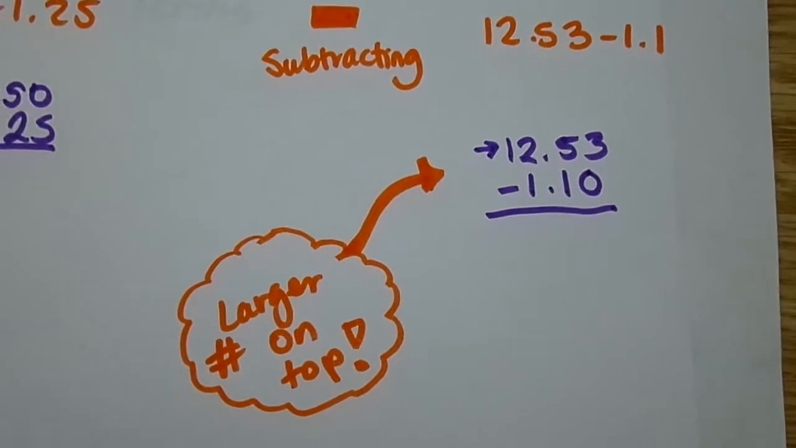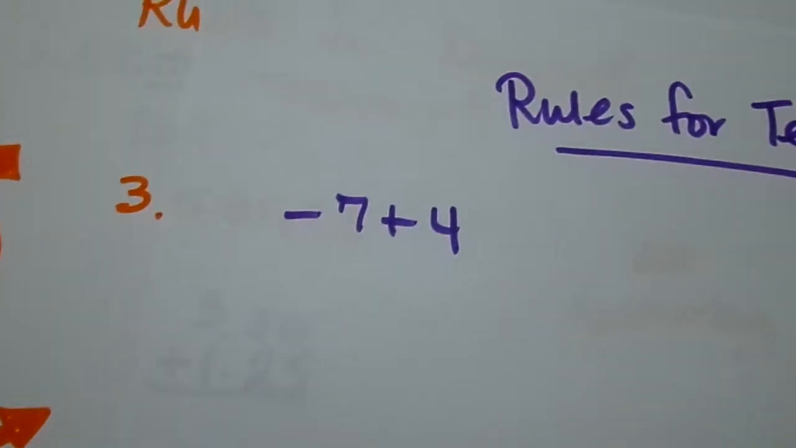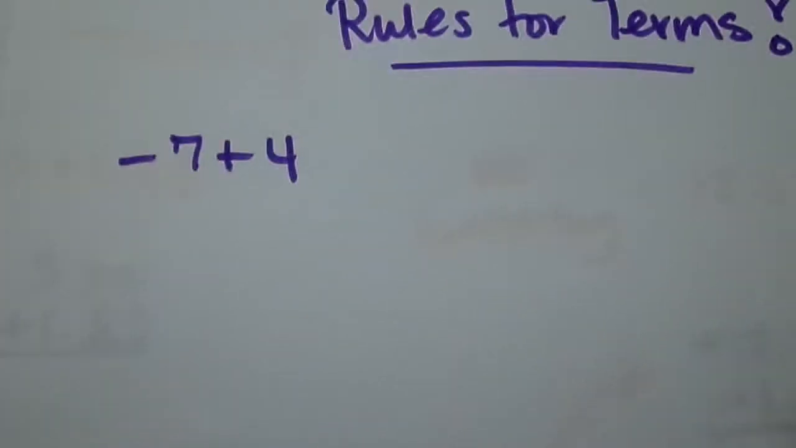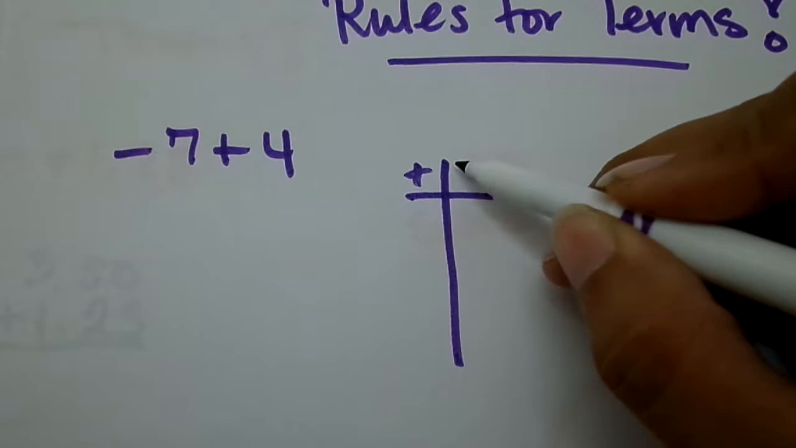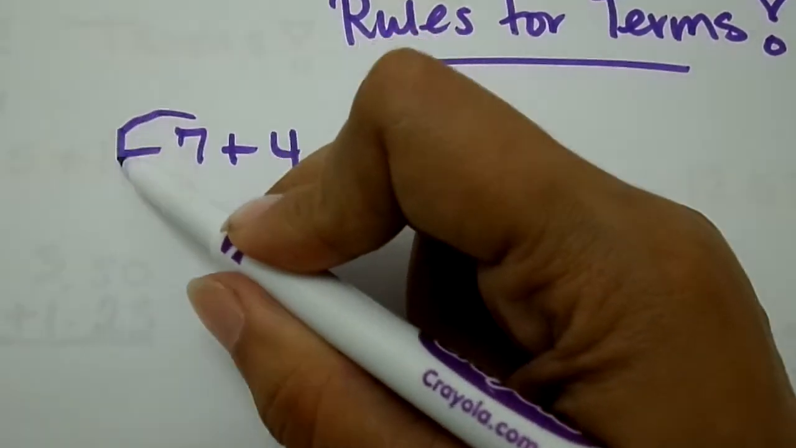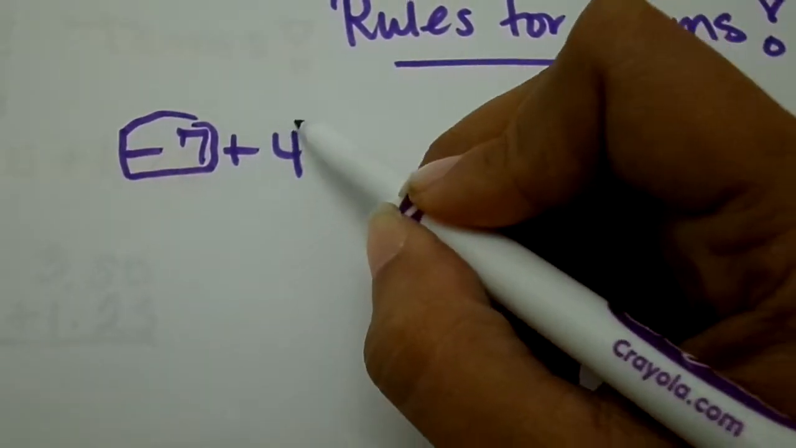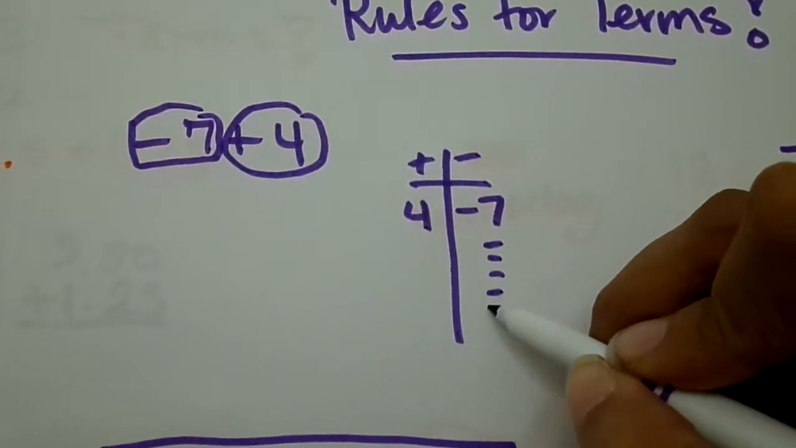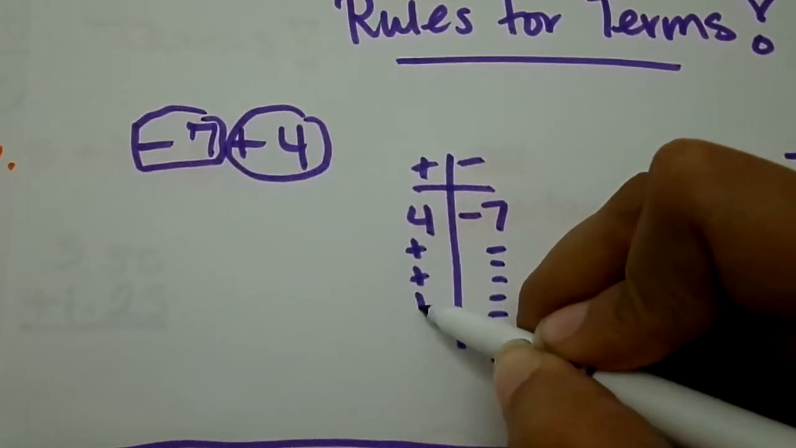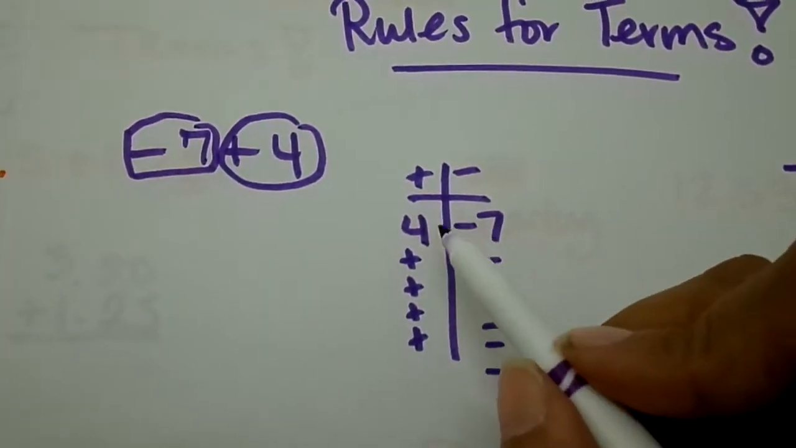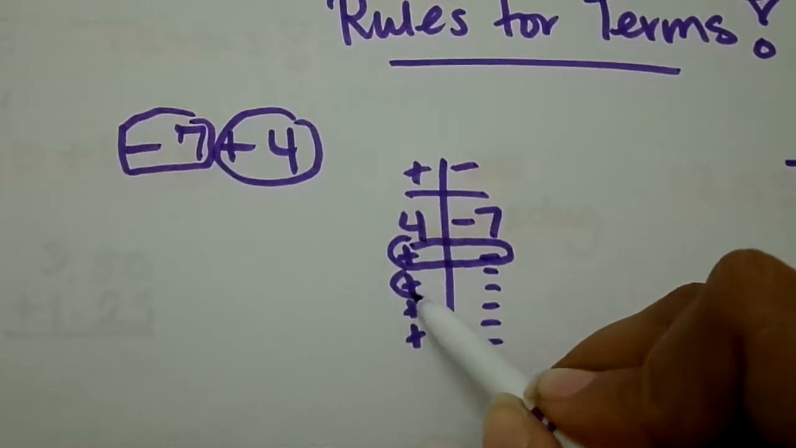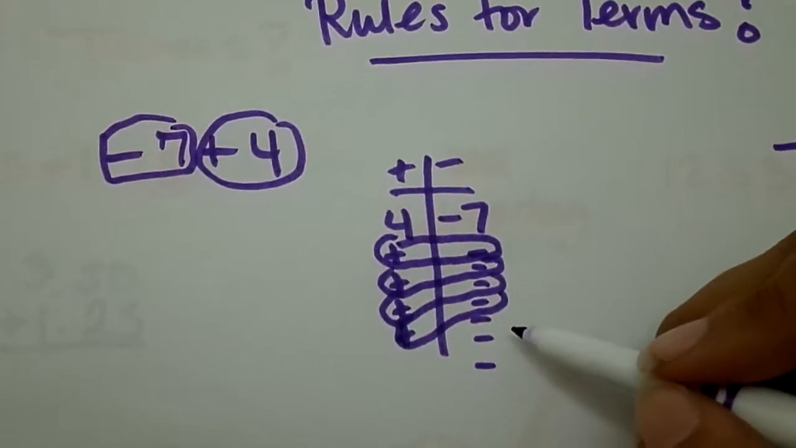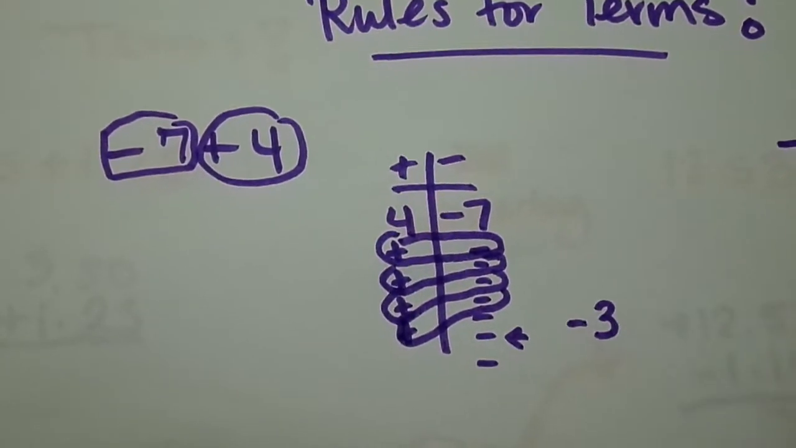So there's also a few rules we're going to go over for terms. Our rules for terms: I have a -7 and a +4. So that means I have 7 negatives and 4 positives. If I were to draw this out, I would have 1, 2, 3, 4, 5, 6, 7 negatives, 1, 2, 3, 4 positives. I can make a zero pair with a positive and a negative. So all my zeros will cancel out and I'll be left with 3 negatives.